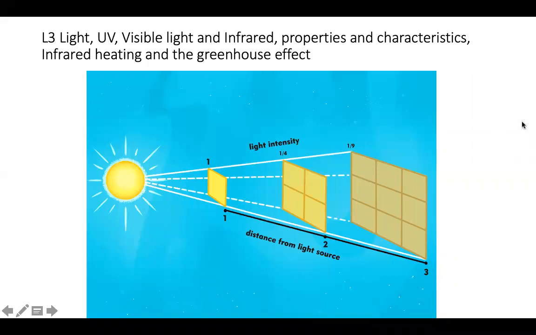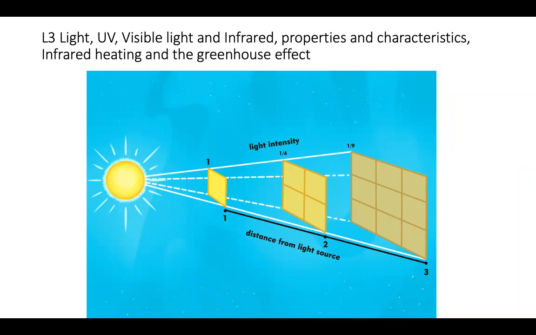In this lesson, we're going to be having a look at the qualities and the properties of light. We're going to be going through visible light, ultraviolet, as well as the infrared spectrum. Let's say we have this light source. Here it's maybe depicted as a sun, or it could perhaps be a light bulb.